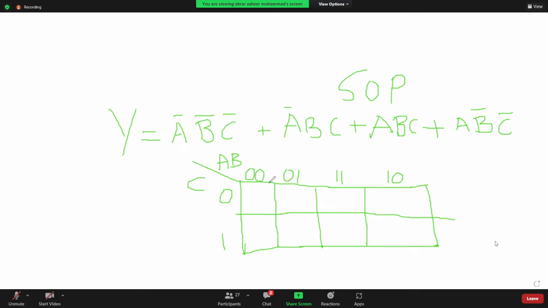So 0 0 and 0 1, this differs by 1 bit. 0 1 and 1 1, this bit differs by 1. And 1 1 and 1 0, this bit differs by 1 bit. So each cell is differing by 1 bit.